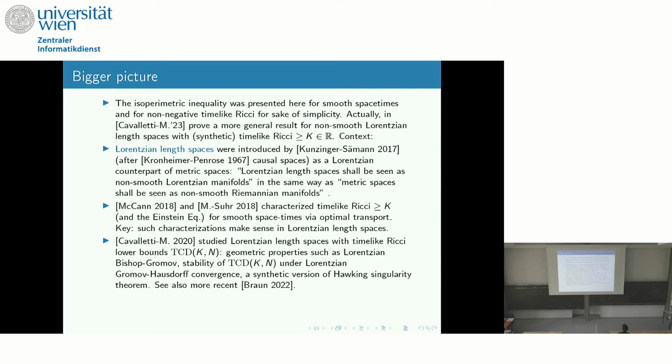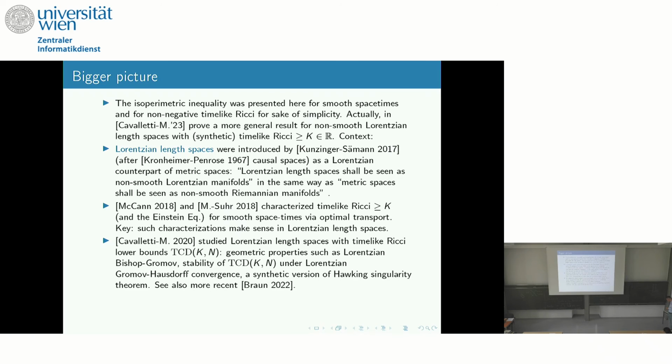So with Fabio, we studied Lorentzian length spaces with timelike Ricci lower bounds that are called timelike CD(K,N). The CD(K,N) is the Lott-Sturm-Villani condition. Now we put a T because we are interested in the timelike Ricci bound. And we studied some properties of the spaces, like Lorentzian Bishop-Gromov, stability under convergence, and the synthetic version of the Hawking singularity theorem, which has this kind of interpretation.